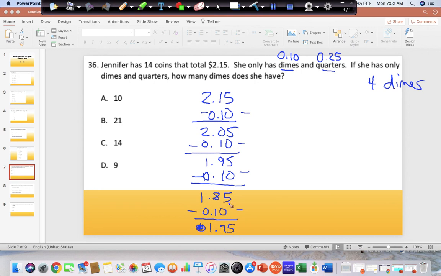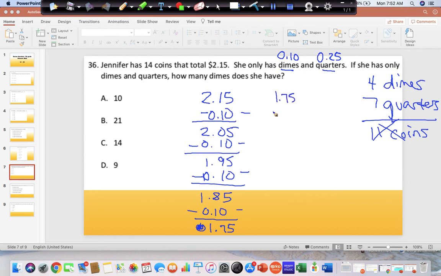So if we think about how many quarters are in $1.75, 4 quarters are in $1, and then 3 more quarters for your 75 cents. So that's 7 quarters total. But 7 quarters and 4 dimes only equals 11 coins. So that's not what we want. We want 14 coins. So we need to keep going with our dimes.